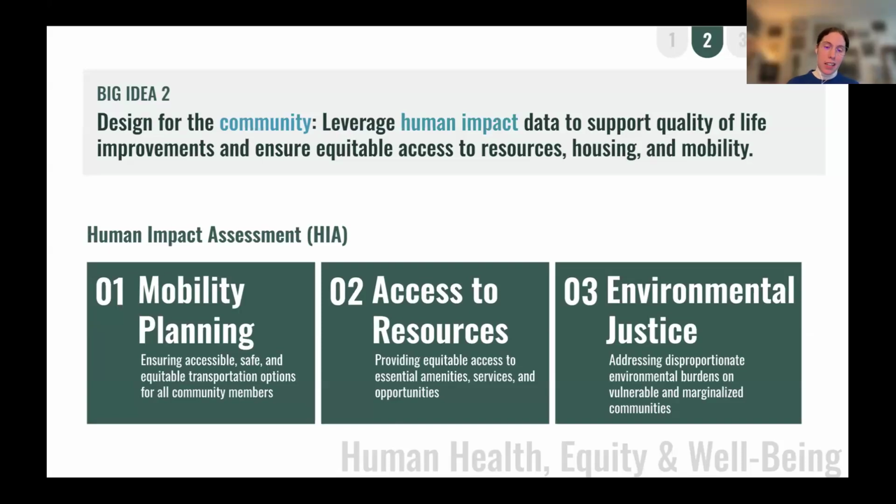Do they cover basic needs? Is there anything missing? Maybe a farmer's market or a playground? Thinking broader about the communities that we serve and what resources are in place to serve their needs.